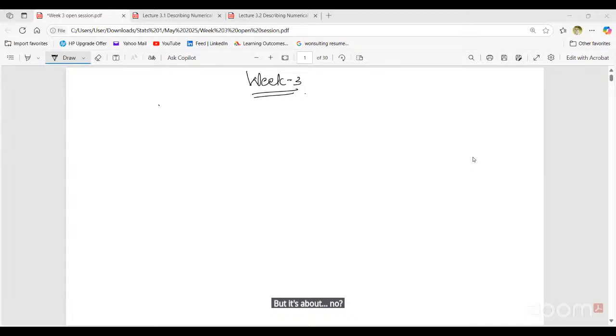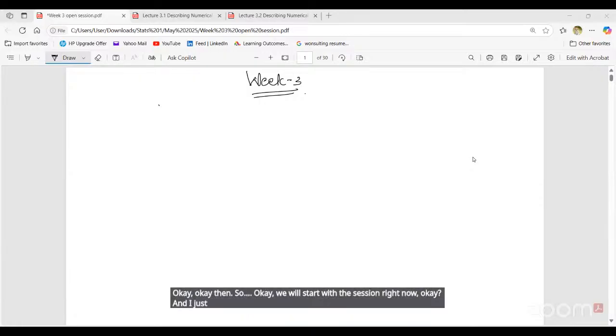And the percentiles and quartiles, I could not understand that. Okay then, we will start with the session right now. I just want to know whether you understood the concept or not. At the last, I would be taking your doubts. Is it fine? Everybody understood?